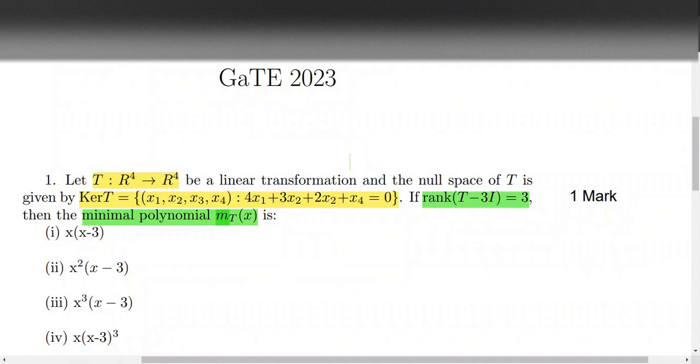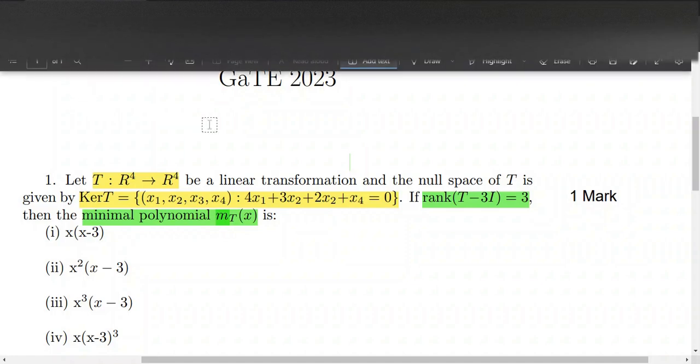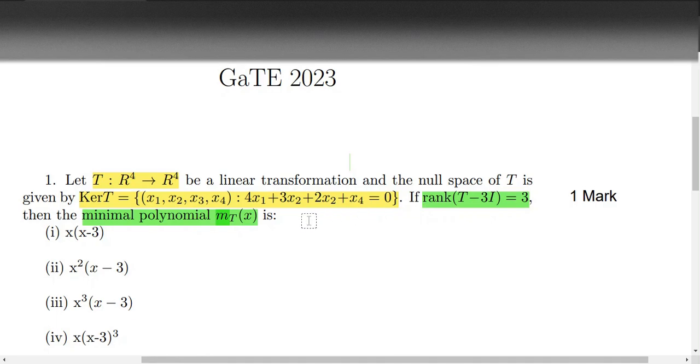It's a memory-based question of GATE 2023. The question is from linear algebra and it's a question of 1 mark. The question says that T is a linear transformation from R4 to R4. The kernel of T is given by the equation, this one, and rank of T minus 3I is given as 3. Okay, and we have to find the minimal polynomial of T.